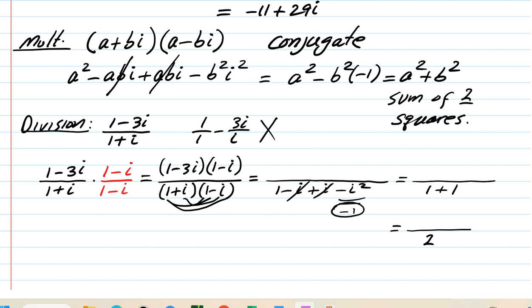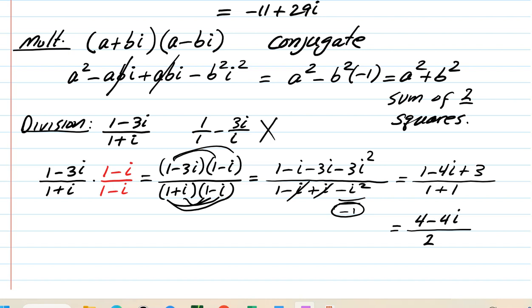In the numerator, we're going to FOIL. Again, distributive property, we get 1 minus i, negative 3i, negative 3i squared. And that's 1 minus 4i. Negative 3i squared becomes plus 3, no i, because i squared is negative 1. And then we can write 3 plus 1 is 4 minus 4i divided by 2.